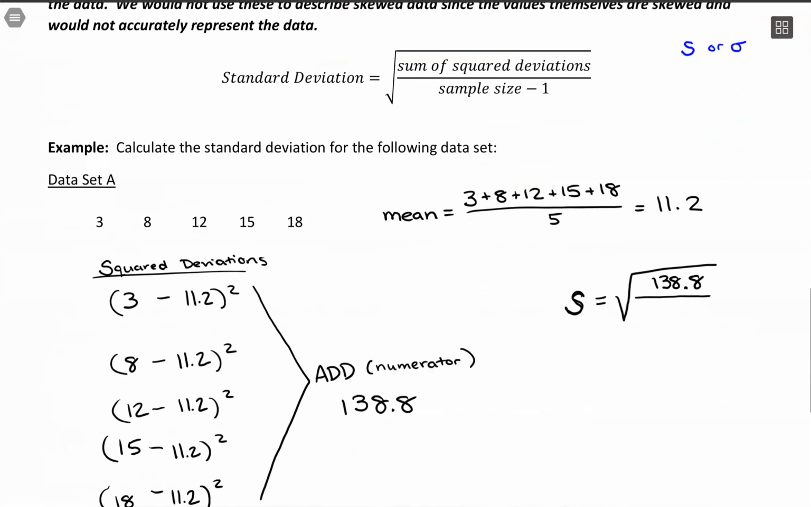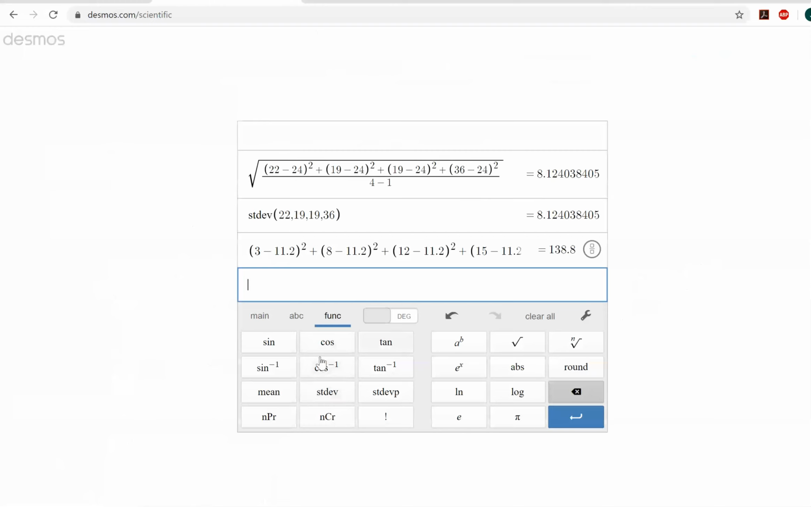And then for the denominator, that's going to be a 5 minus 1, or when we get to the calculator, we could just type in 4. So with that, I'll go square root 138.8 divided by 4, and it's just a little easier to type into the calculator. So 5.8907 is our standard deviation.